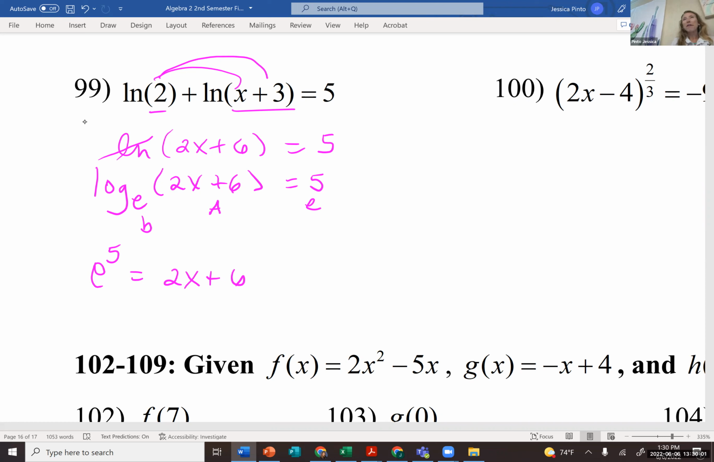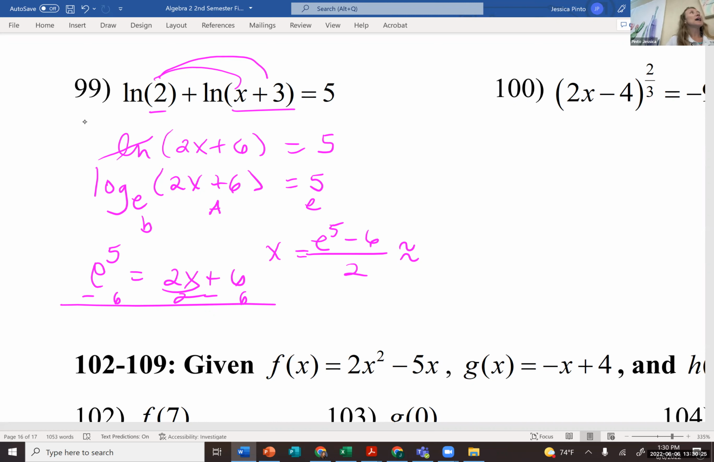Now I'm just going to solve for x. My answer will have e to the 5th power in it. I subtract 6. I have e to the 5th power minus 6. Then I would divide by 2 over 2 as my answer for x. And then I'll put the decimal approximation for that.